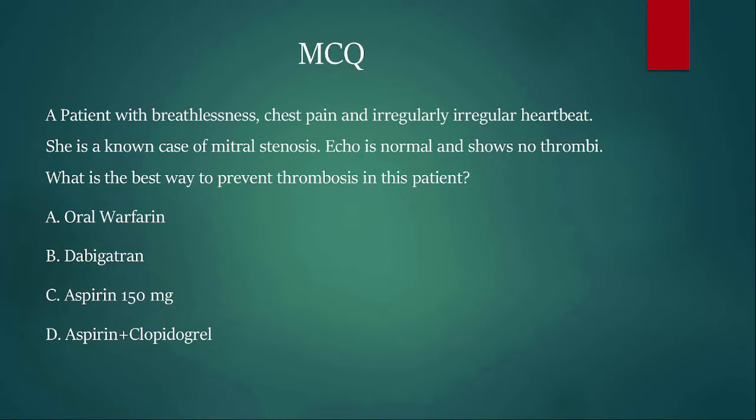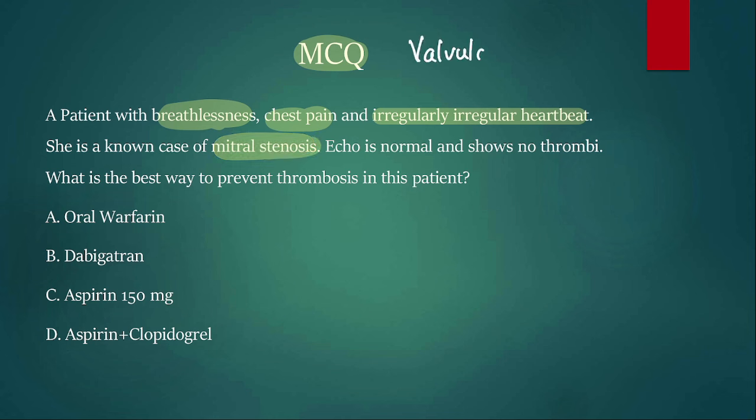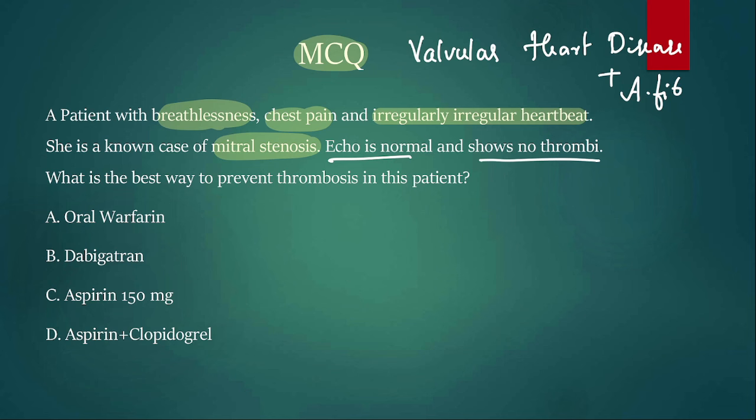Yes, coming to the next question, again a beautiful question. A patient with breathlessness, chest pain and irregular heartbeat, the atrial fibrillation. She is a known case of mitral stenosis. So the patient is having a valvular heart disease, along with an irregular heart rate, that is atrial fibrillation. Echo is showing no thrombi. What is the best way to prevent thrombosis in the patient?